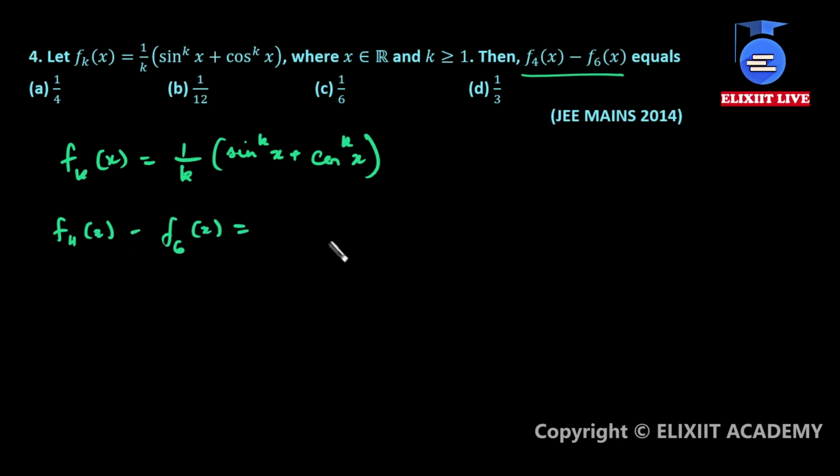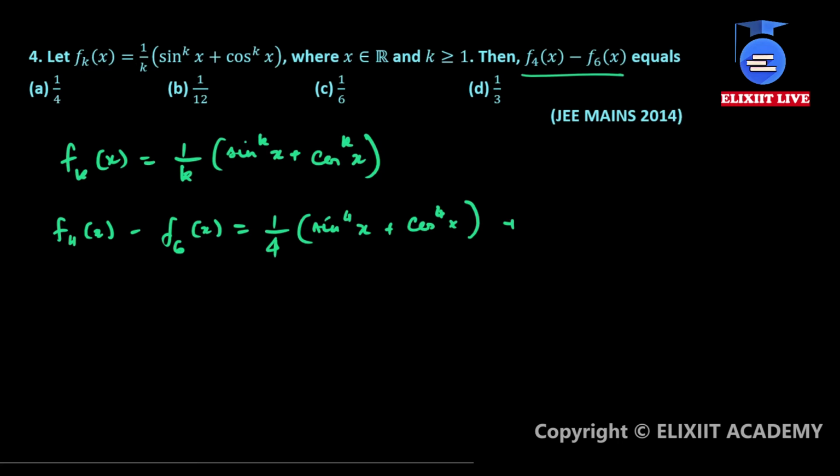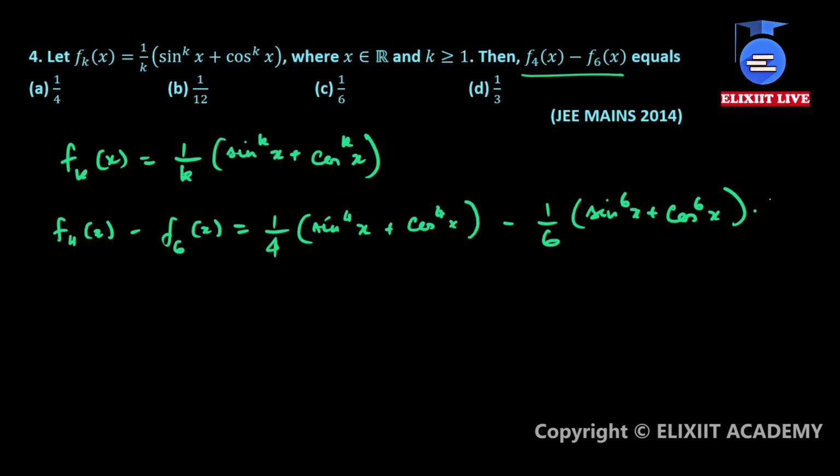If you write down this particular expression, this will become 1 by 4 times sine to the power 4x plus cos to the power 4x, replacing k by 4, minus f6x, that is basically 1 by 6 times sine to the power 6x plus cos to the power 6x. Ultimately, if you try to solve this in the formal process, sine to the power 4x is there, cos to the power 4x is there, then sine to the power 6x and cos to the power 6x are there. So this will take up your time.